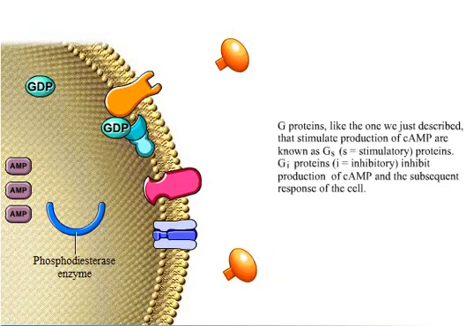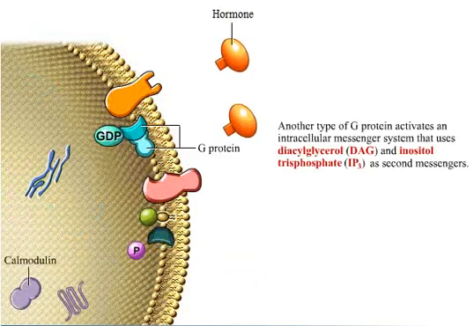G proteins, like the one we just described, that stimulate production of cyclic AMP are known as stimulatory G proteins. Inhibitory G proteins inhibit production of cyclic AMP and the subsequent response of the cell. Another type of G protein activates an intracellular messenger system that uses diacylglycerol and inositol trisphosphate as second messengers.